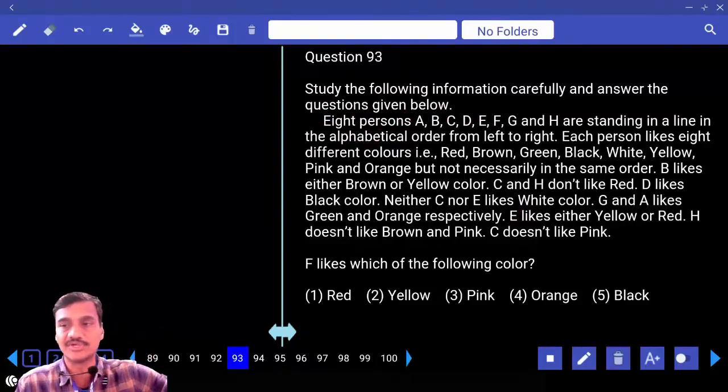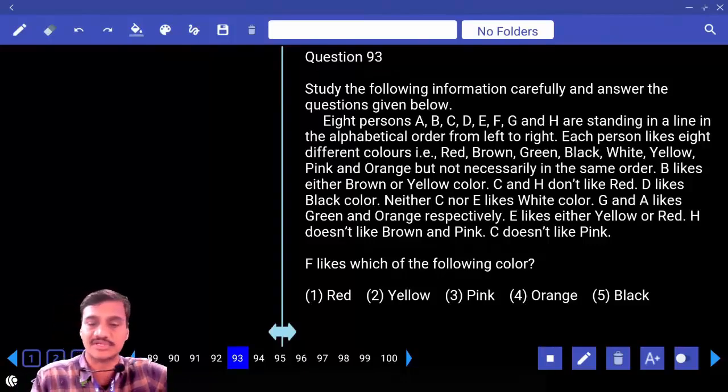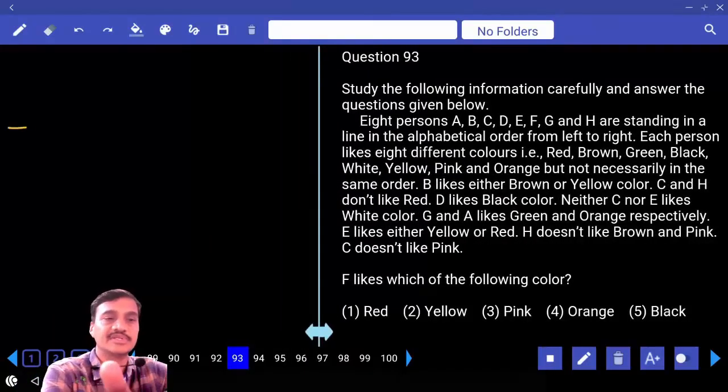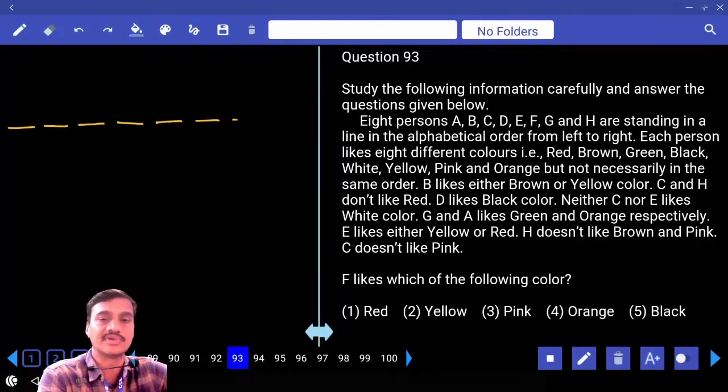Now in questions 93 to 97, 8 persons were there. Who are those 8 persons? A, B, C, D, E, F, G and H. These 8 persons are standing in a line in alphabetical order from left hand side to right hand side, numbered 1, 2, 3, 4 and 5, 6, 7, 8.